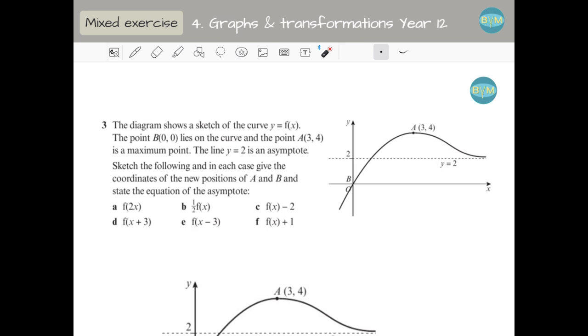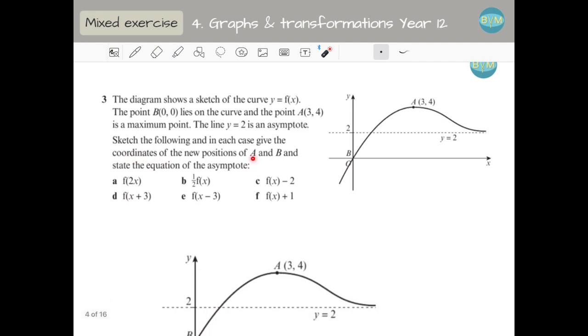Hello, this is question 3 on your mixed exercise 4 from year 12. We have the diagram of this curve, and we have point B, which is (0, 0), point A, which is the maximum, and y equals 2 is an asymptote. So the graph is going to be closer but without touching. Sketch the following, and we have to give the coordinates of A, B, and the equation of the asymptote.